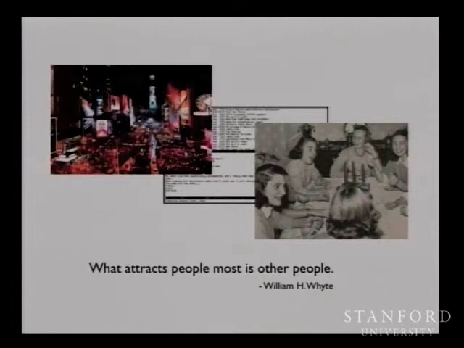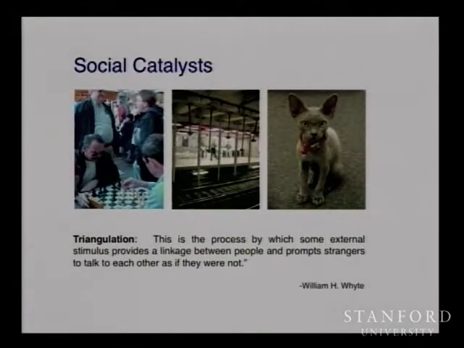A lot of the work that I look at comes at it from a sociological perspective. We do a lot of ethnography in my group in terms of figuring out what makes a really successful mediated space. And I use the term social catalyst for something that brings people together. This is derived actually from something that William White called triangulation. Triangulation is a process by which some external stimulus provides a linkage between people and prompts strangers to talk to each other as if they were not.